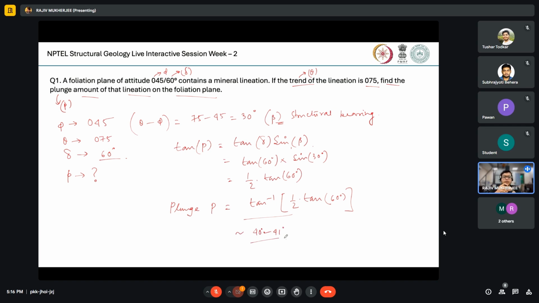Okay. So this is the plunge amount, and whenever you write the plunge, you always mention the trend. So 40 to 41 degrees towards 075. So that's how you complete the data. This is the plunge amount of the lineation. It is written like this: the plunge amount towards this direction. Okay.